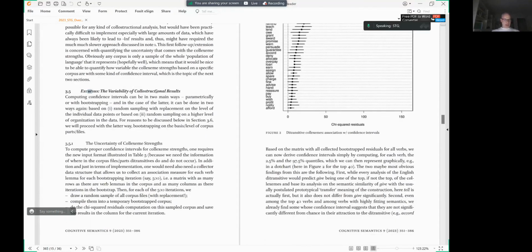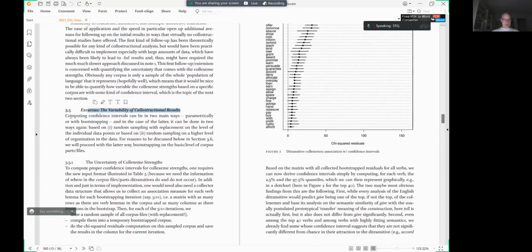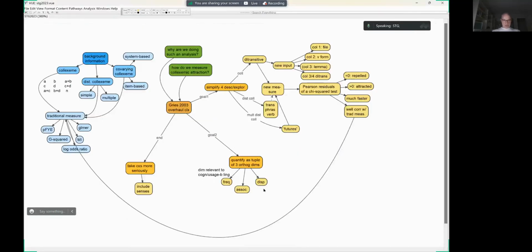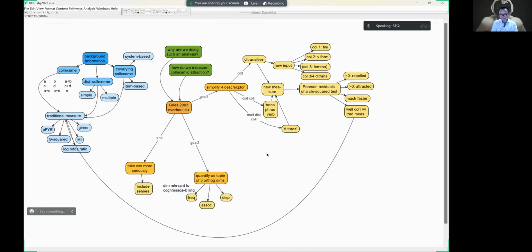So excursus, variability of collostructional results. The idea is to compute confidence intervals, which apparently can be done in two ways, based on random sampling with replacement on the level of data points, or on the basis of random sampling for, let's say, files or something like this. And so apparently I'm proceeding with the latter, because what we want to do is compute uncertainty of collexeme strengths. So let's note that down.